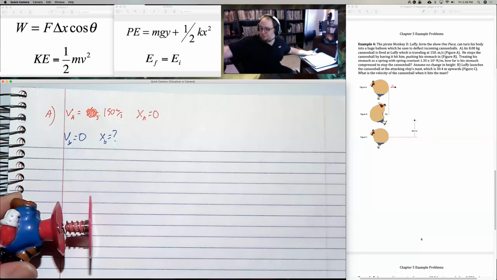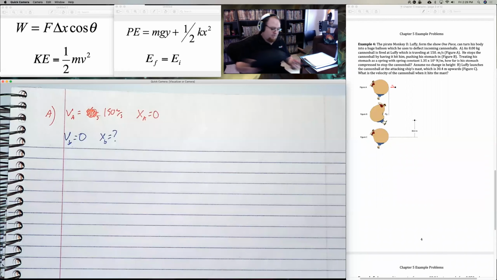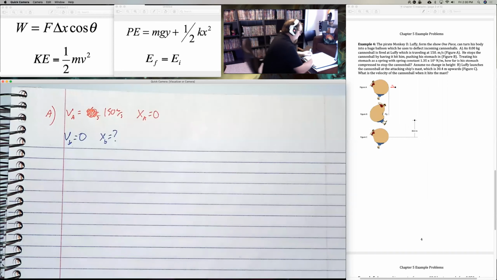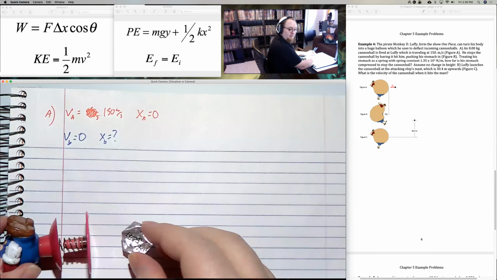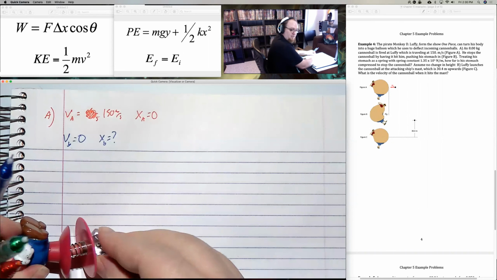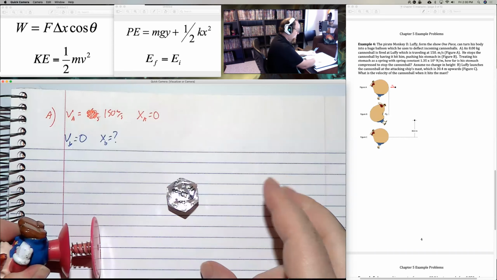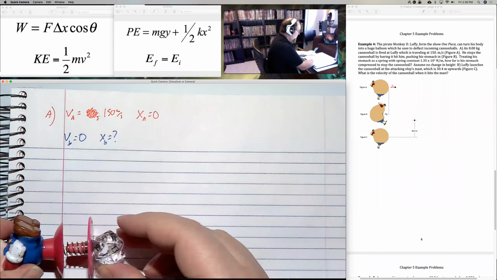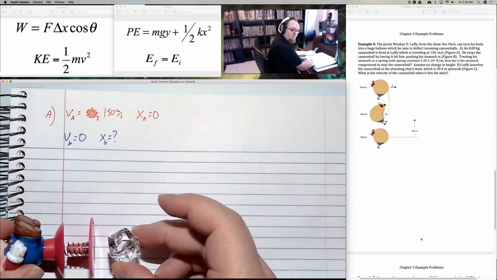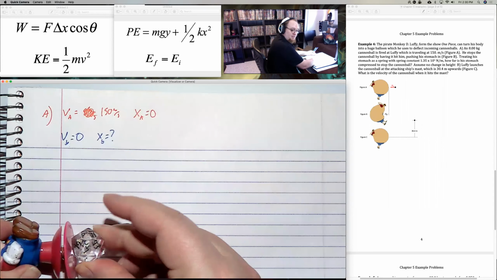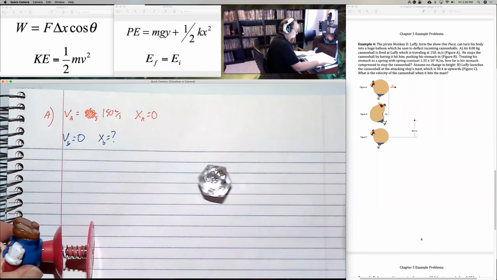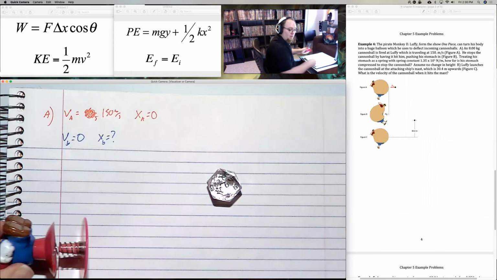I have so much random stuff in my office. Okay. So I have the cannonball coming in, bouncing, getting compressed, and then being launched upwards like that. And so it's just going to be here when it's first coming in, here when it's compressed, and then launched upwards.